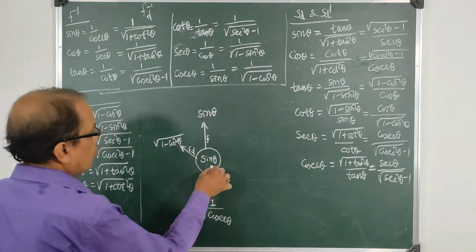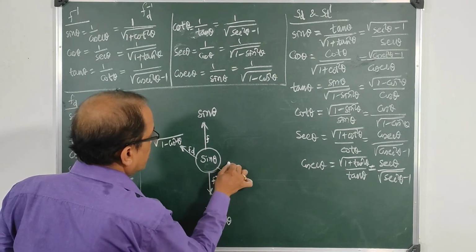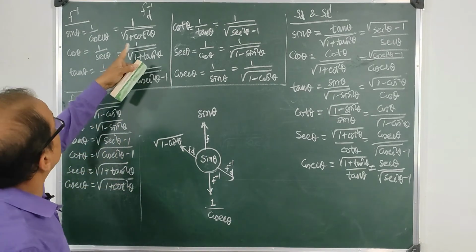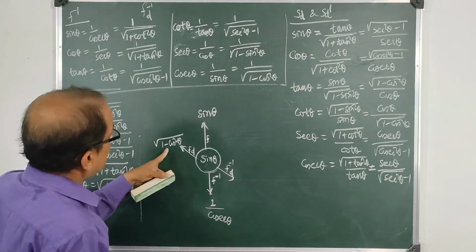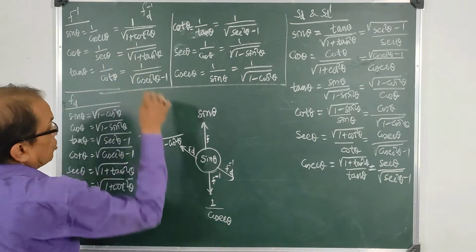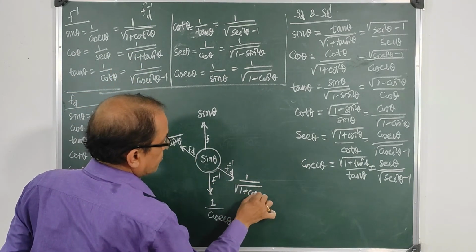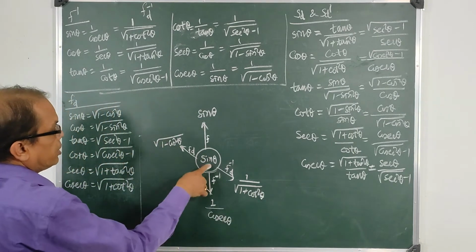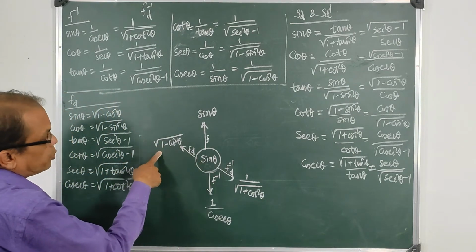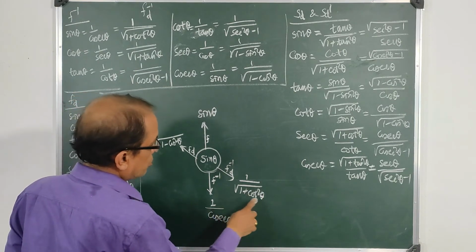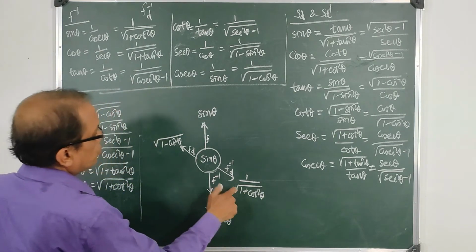And what will be the formula inverse d? The reciprocal derivative, that will be the same thing. Formula inverse is 1 upon root over 1 plus cot square theta. If sin theta is used in terms of root over 1 minus cos square theta, then for cosec theta we write root over 1 plus cot square theta, so these are used this way.